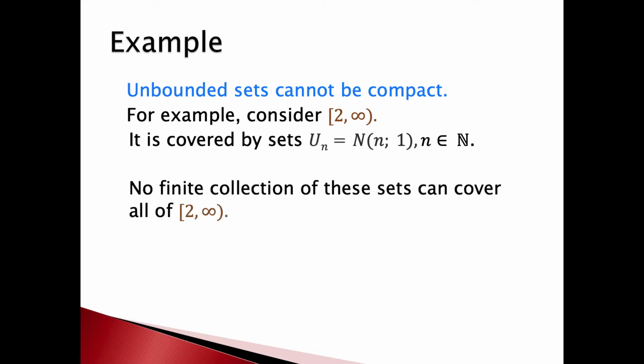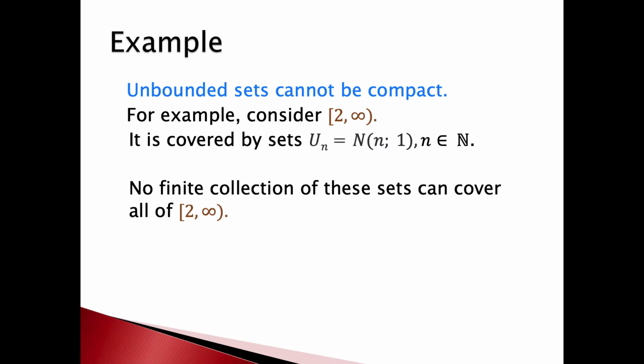Well, u1 runs from 0 to 2, right? u2 runs from 1 to 3, and so forth. So I union all of those up, and clearly that will cover all of the numbers that are bigger than 2. But it's also kind of obvious, if you think about it, that no finite sub collection, no subcover of these could actually cover. No subset could actually be a cover, right?